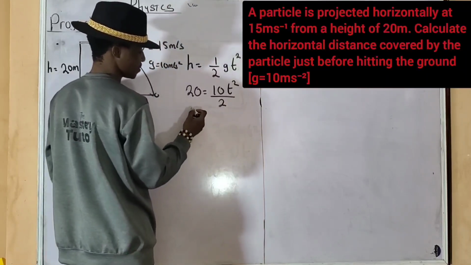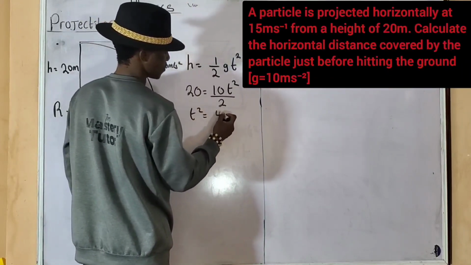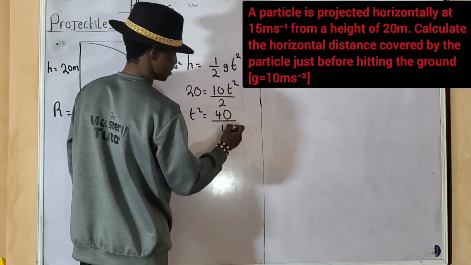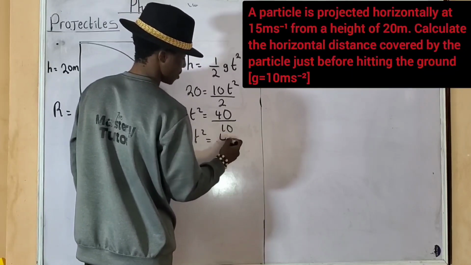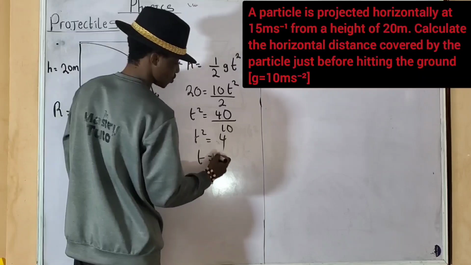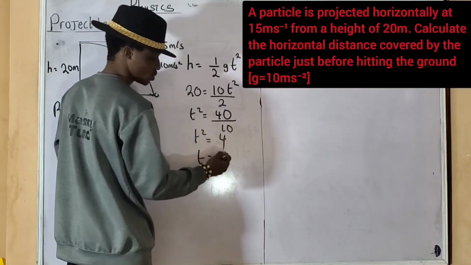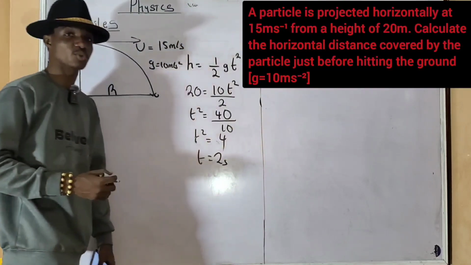So t squared is equal to 40 divided by 10. So t squared is equal to 4. To get the value of t, the square root of 4 will give me 2 seconds. So t is equal to 2.